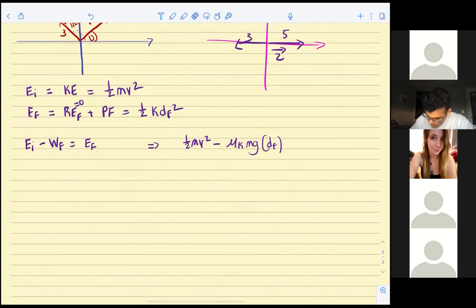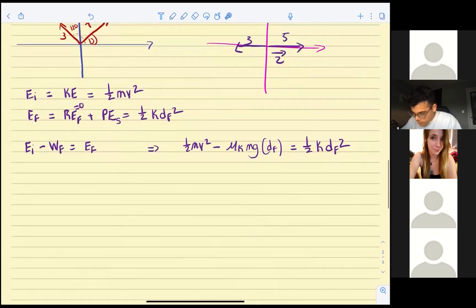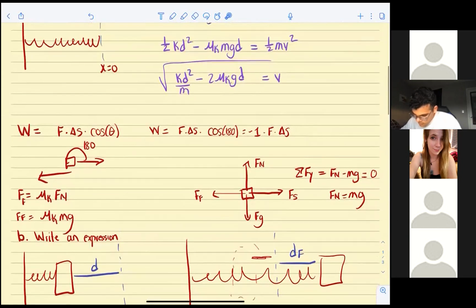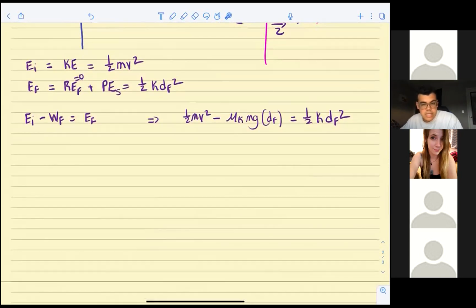Sorry, that was confusing. That's an E, I mean an S, equals 1/2 k df squared. Cool, now we can solve for df, right? So technically you can't solve for it yet until you plug in what V is, because V has a d in it, and it's pretty ugly. But this is just the gist of it, right? This is exactly what you do. You plug that in, and then you can solve for df.